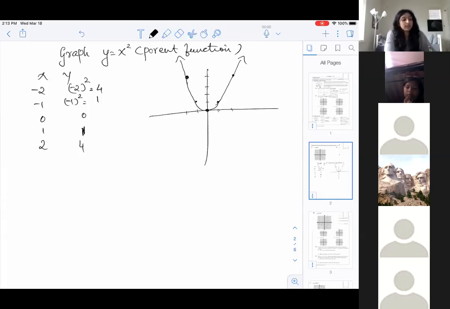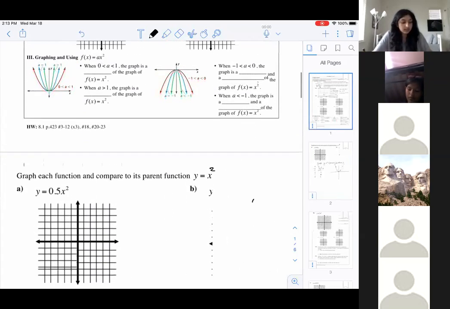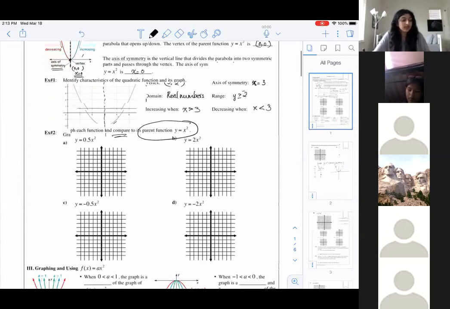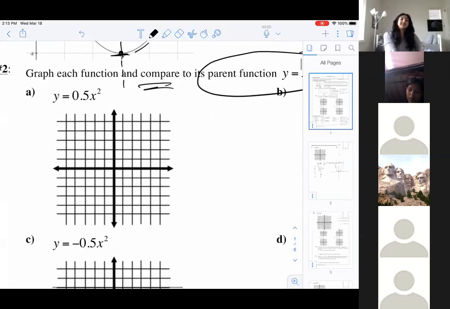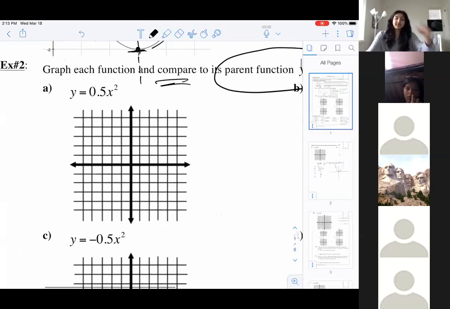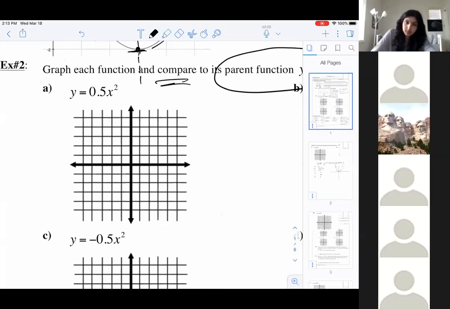So this is the graph of y is equal to x squared, which is the parent function of any quadratic function. Okay. Now let's go back to our first example. Why don't you guys make a table of values for this one? Meanwhile, I'm going to graph my parent function here so you can compare. You guys just make a table of values for example 1.